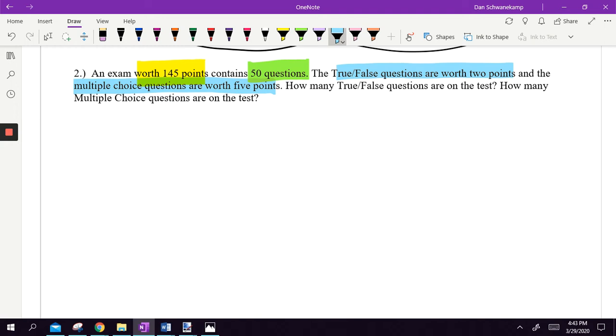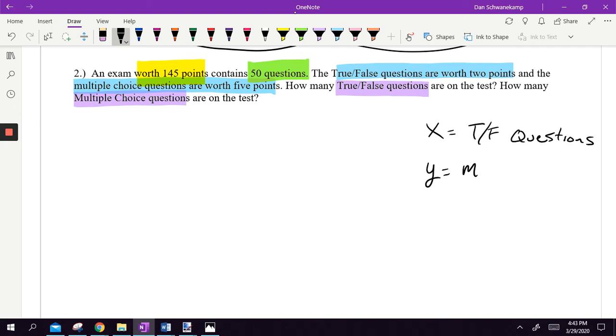First thing we're doing is identifying what are we trying to solve for? What two things? Well, hopefully you see true-false questions and multiple-choice questions. So let's label those. I'm going to say T equals true-false questions. You can use whatever you want. And in fact, I don't like the letter T. I'm just going to call it X, just to make my life easier and for me not to get confused. You saw last question, my handwriting's awful. Y equals my other one, which is going to be multiple-choice questions. I've labeled my two things. Those are the two things I'm looking for.